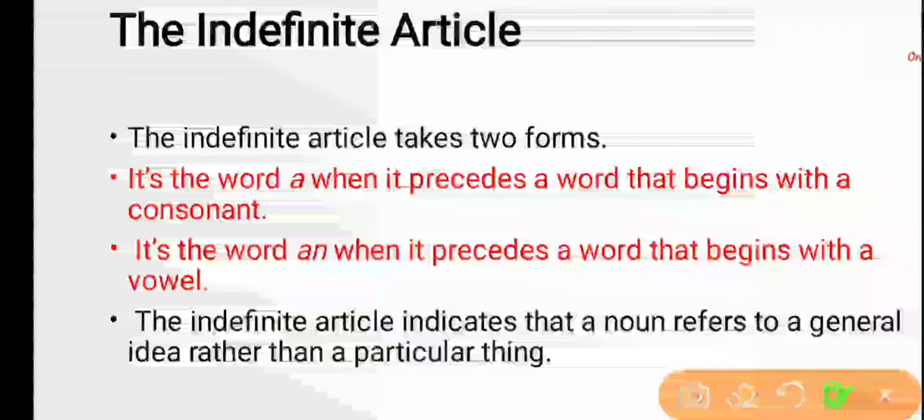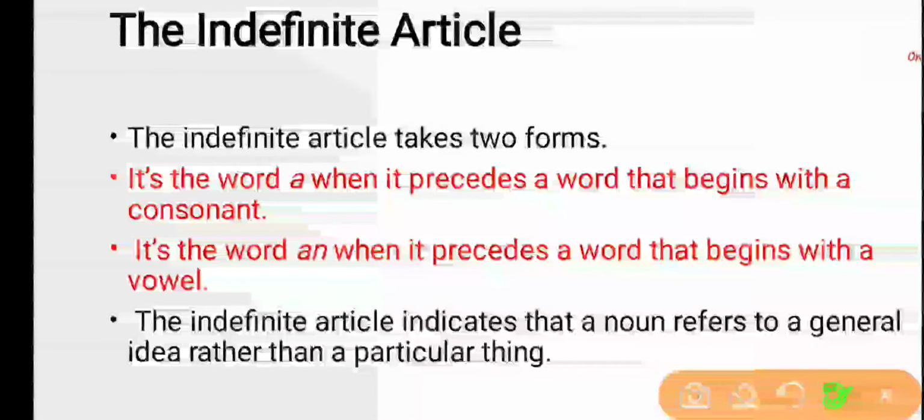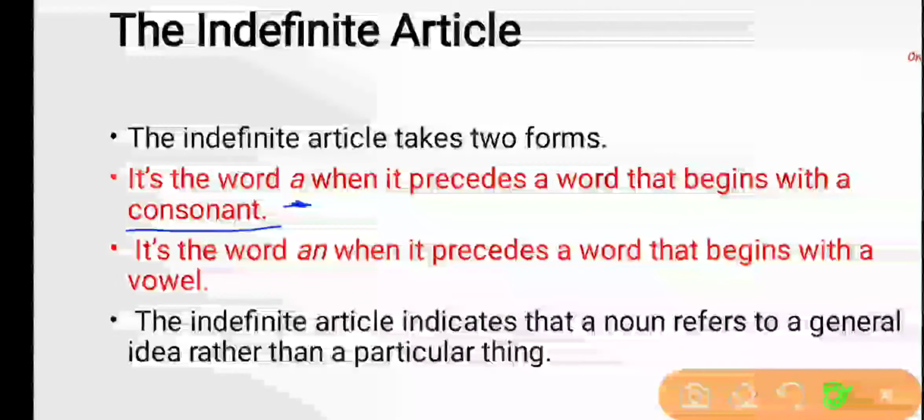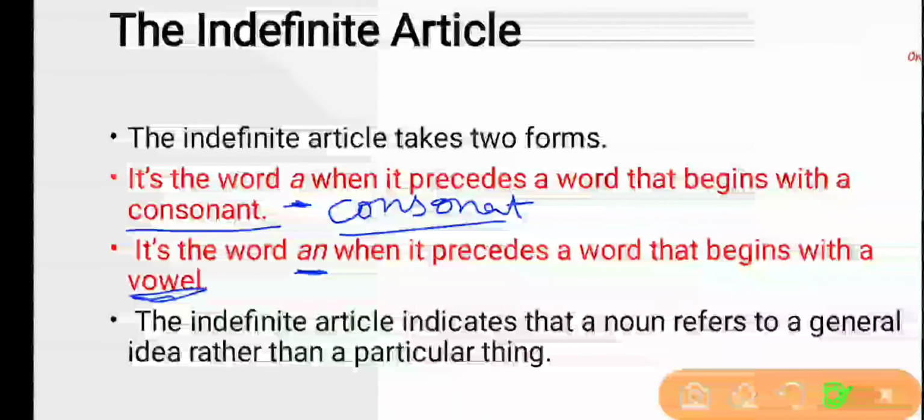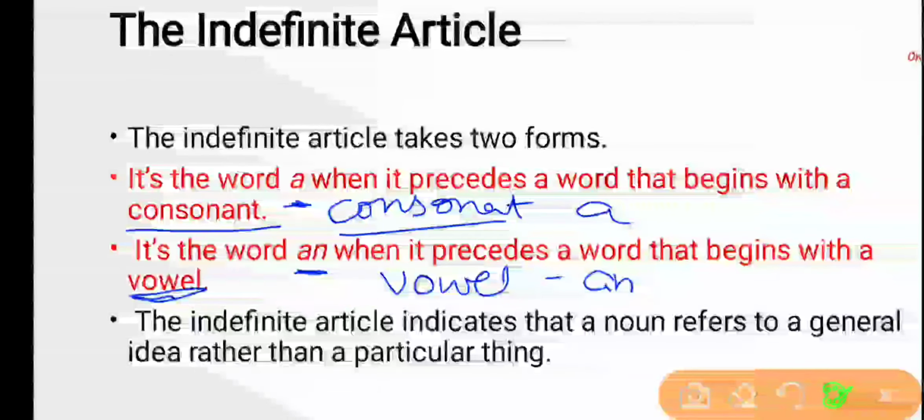When we talk about the indefinite article, it takes two forms. It is the word "a" when it precedes a word that begins with a consonant sound, and the second one is the word "an" when it precedes a word that begins with a vowel sound. Now you must be thinking, when I'm saying consonant sound we use "a," and when we have a vowel sound we use "an." The indefinite article indicates that a noun refers to a general idea rather than a particular thing.